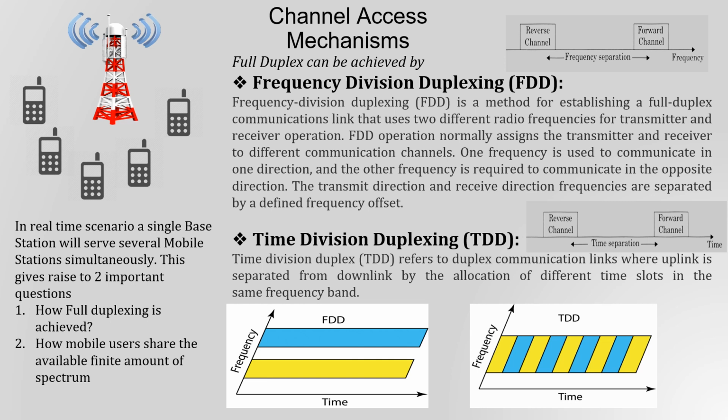This is how we can see the available channel in two halves. One can be named the forward channel, and the second one the reverse channel. This division of channels can be done by the concept of duplexing. So either I can use FDD, frequency division duplexing, or TDD, time division duplexing, to achieve the channel access mechanism.